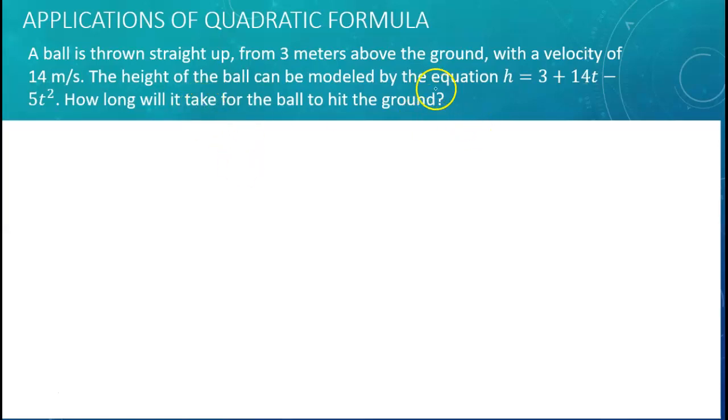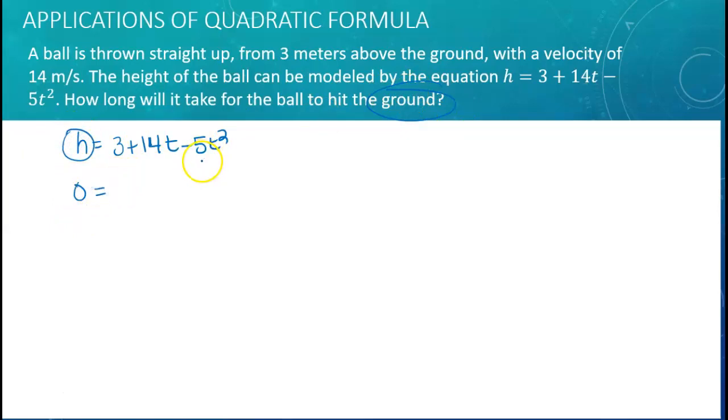We've got a formula here that's going to model the height of the ball. So the height is equal to 3 plus 14t minus 5t squared. I don't have to do my own formula. They give this one to me. So it says, how long will it take for the ball to hit the ground? Anytime we're talking about something hitting the ground, what that's telling you is the height is 0.